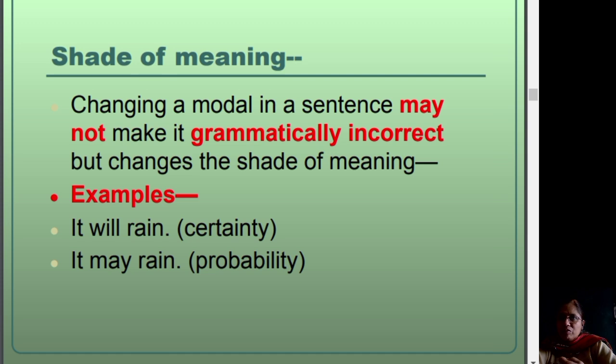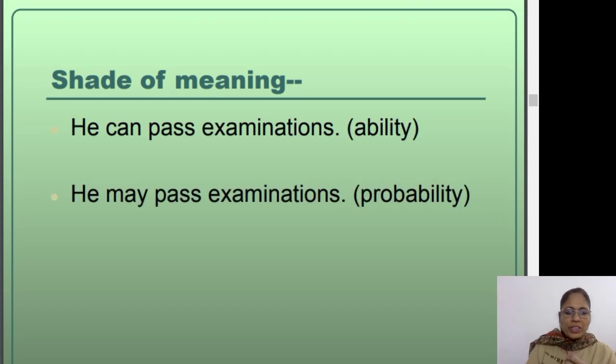What is the function of modal auxiliary? They change the shade of meaning of a sentence. Changing a modal in a sentence may not make it grammatically incorrect, but it changes the shade of meaning. For example, if I say it will rain, I'm expressing a certainty that it will rain. If I say it may rain, I am not so sure. I'm expressing a probability.